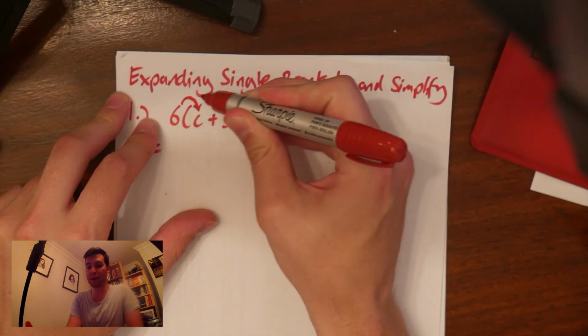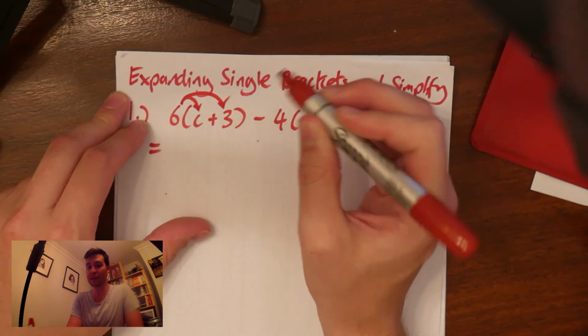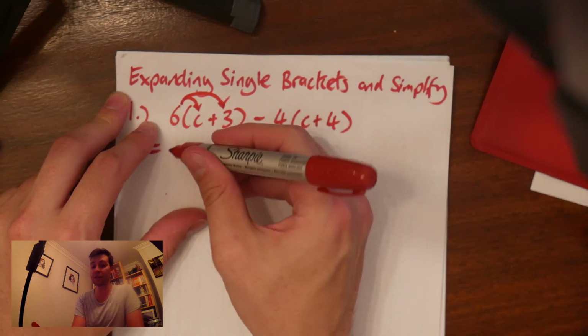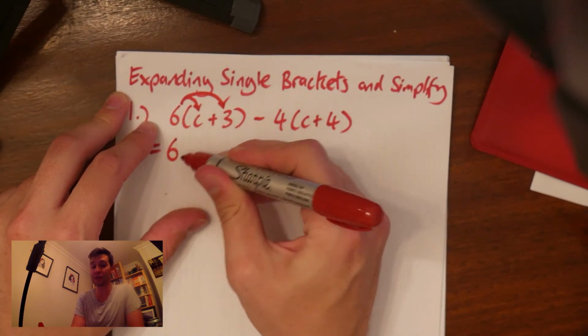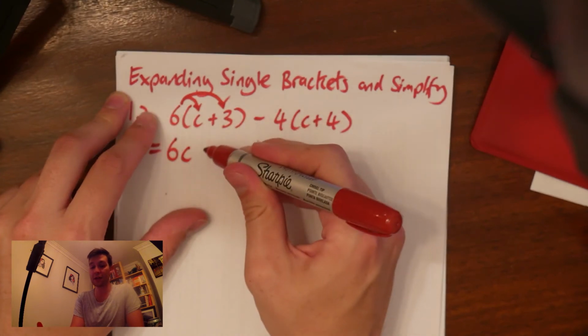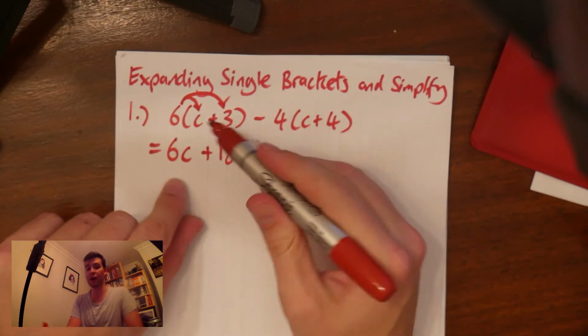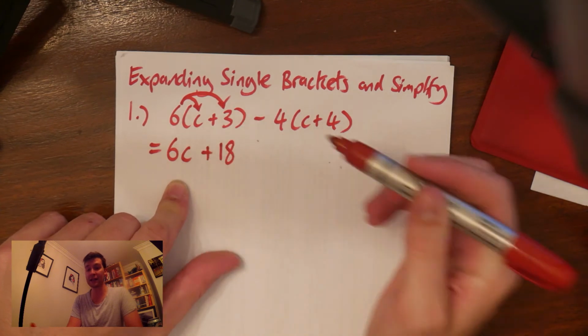Alright, first bracket, multiply everything on the inside by whatever's on the outside. So 6 lots of C is 6C, 6 times 3 is 18. So far we've got 6 lots of C and 18.